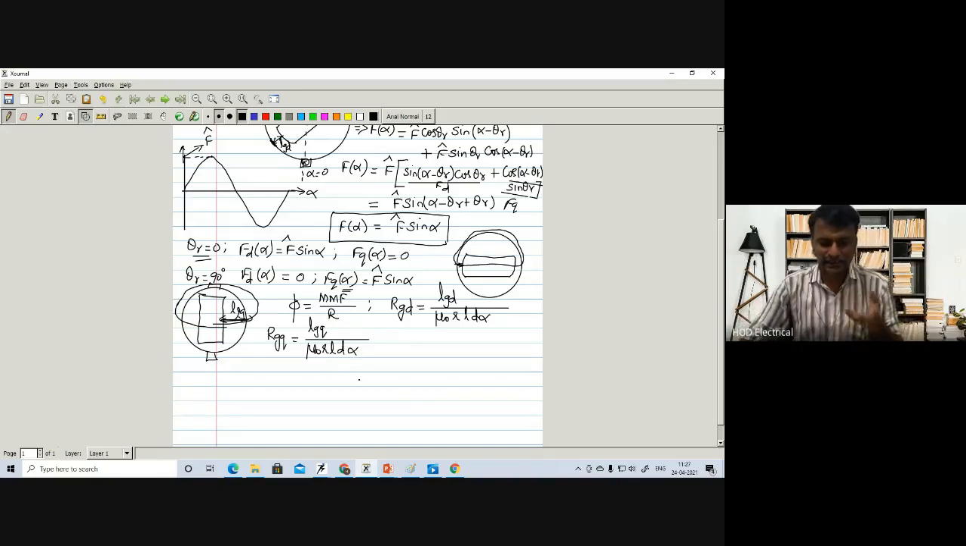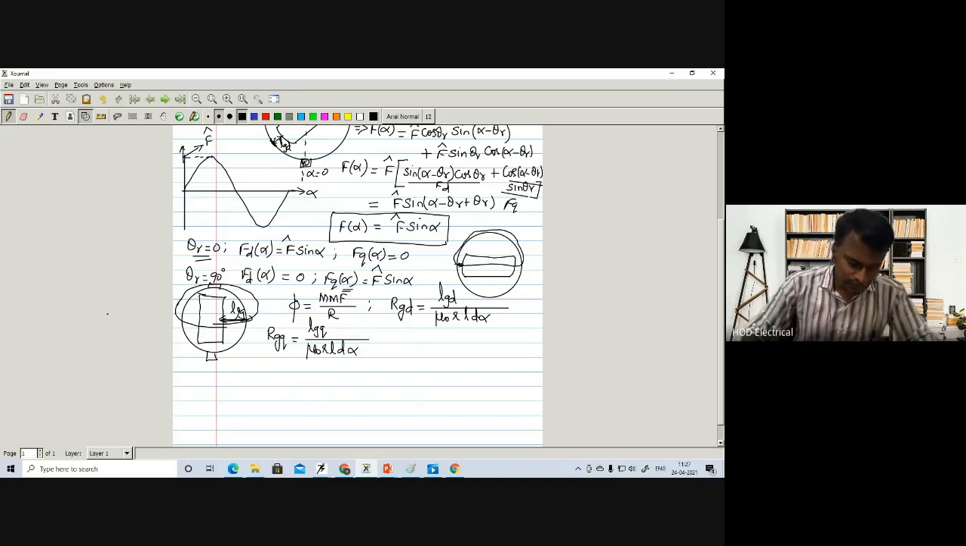So the reluctance varies only with respect to the length of the air gap. For a uniform air gap, the length LGQ is equal to LGD. If the stator is cylindrical and the rotor is cylindrical, LGD is equal to LGQ.